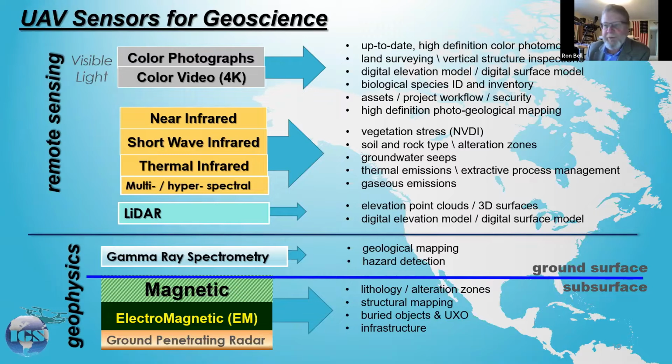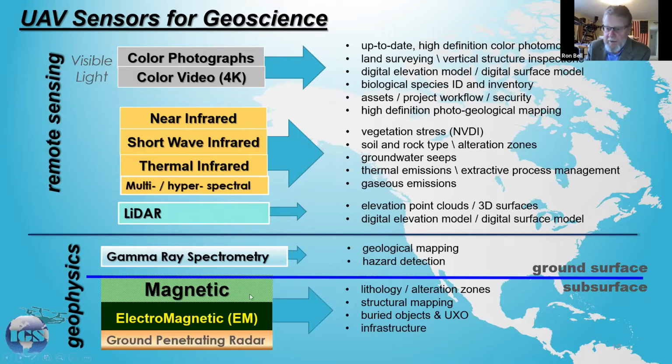The shortwave infrared, for those who know about remote sensing, is often used for alteration mapping. Thermal infrared, there's a number of uses for that. Then we have multi and hyperspectral imaging and LiDAR. And then in the geophysics domain, there's a technology I showed a photo of earlier, a gamma ray spectrometer. All of these are things we can do that are surface mapping.